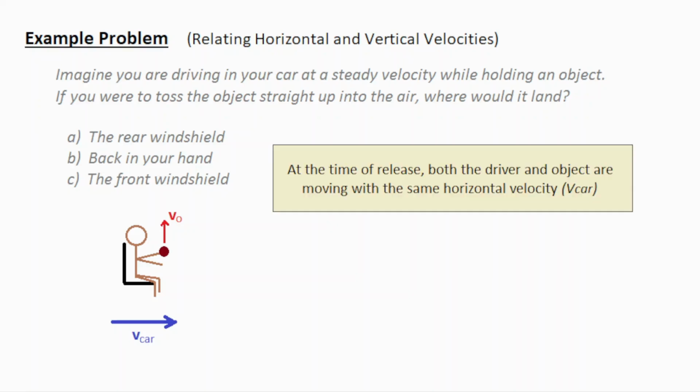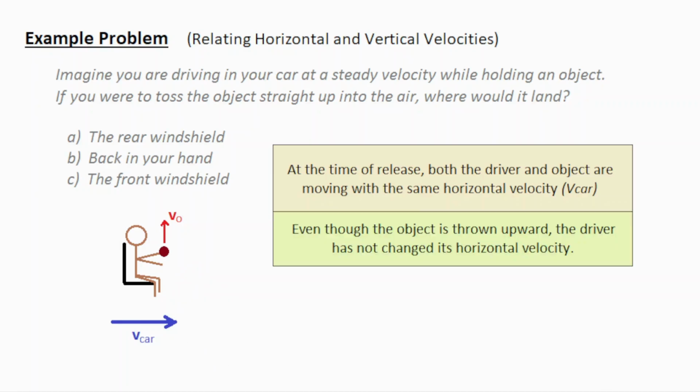Well, the first thing to point out is that at the time of release, both the driver and the object are moving to the right with the same horizontal velocity. And that is because the car, the person, and the object are all initially connected, so they are all moving together with this velocity vector to the right, labeled as v car. Well, the person has thrown the object straight upward, so they have certainly changed the vertical velocity of the object, but notice that the person has not thrown the object forward or backward, and therefore there is no reason that the object would change its horizontal velocity. So whatever it had at the time of the throw, v car, it should maintain throughout its flight.